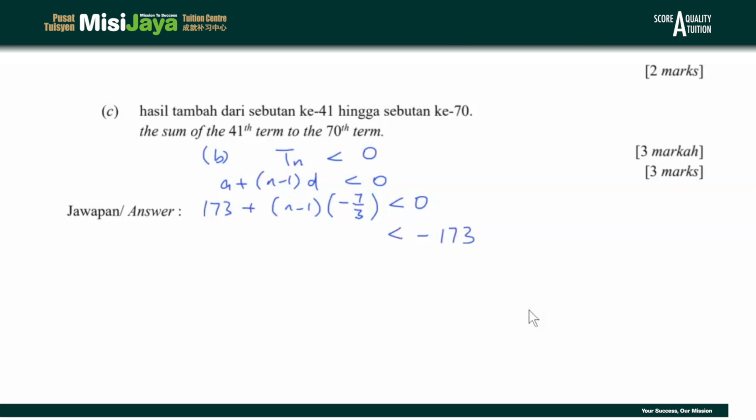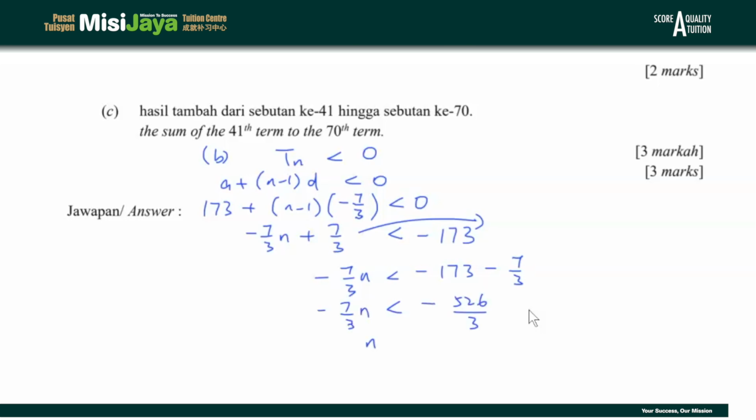So this one I'm going to expand it: negative 7 over 3n plus 7 over 3. Then negative 7 over 3n, and negative 173. This one moves over to the right, so it becomes minus 7 over 3. When you minus, you get negative 526 over 3. So this is negative 7 over 3n.